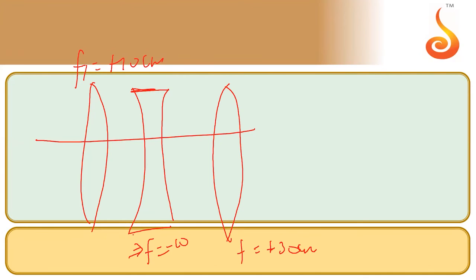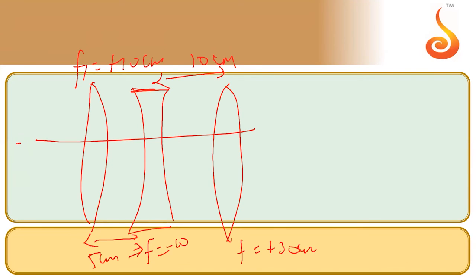And what was the first gap between them, sir? 5 centimeters. The first gap was 5 centimeters. Gap I am asking, sir, not the object distance. Sir, second gap was equal to how much? It was 10. Second gap was equal to 10 centimeters.